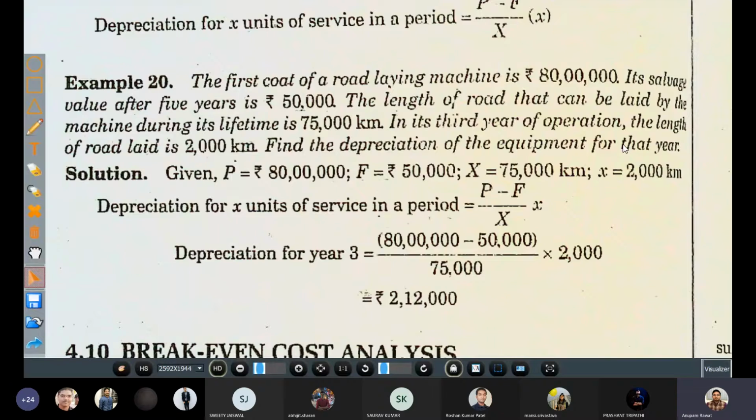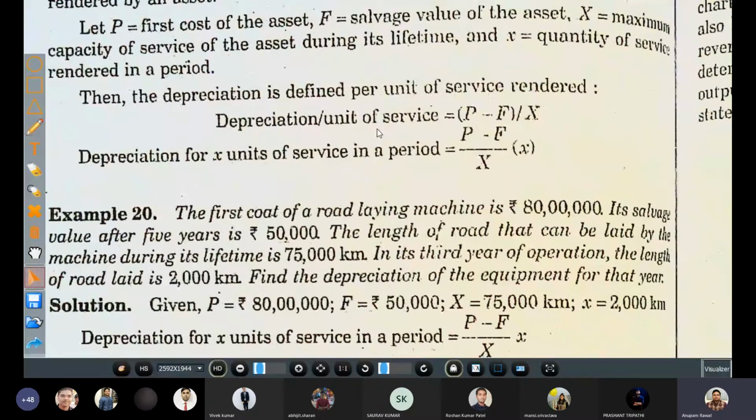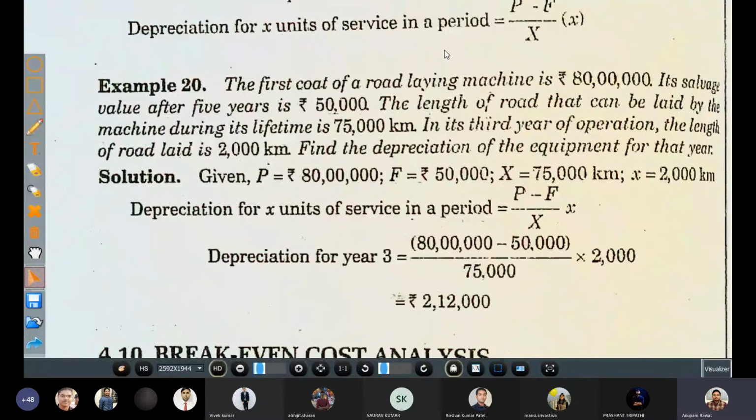So the depreciation in the third year will be 2,12,000 out of 80,000 rupees. This is the way of using the service output method of depreciation. So these are all the formulas which are used for the calculation of depreciation.